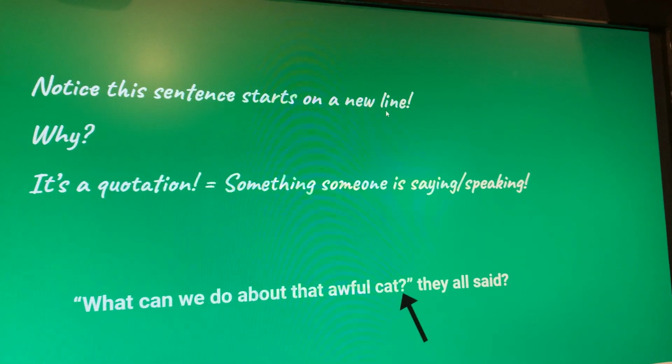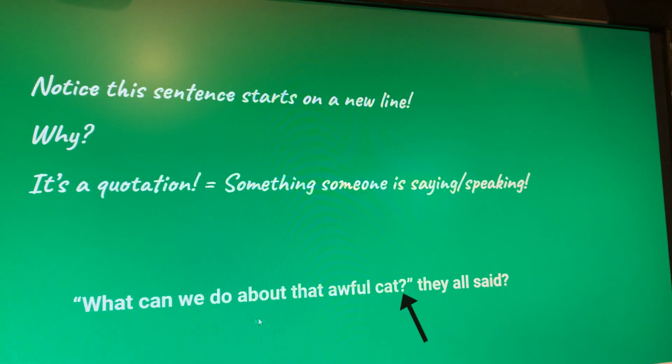Now notice the sentence starts a new line in your story. Look into your story on page 22. This next line, see where it says the end of the first paragraph, every time the mice went out of their hole, the cat would come out and eat some of them. Can you find that on your page 22 towards the top? After it says, and eat some of them, the very next line begins indented, like it's a new paragraph. And why is this? Because it's a quotation. It's something someone is saying or speaking.